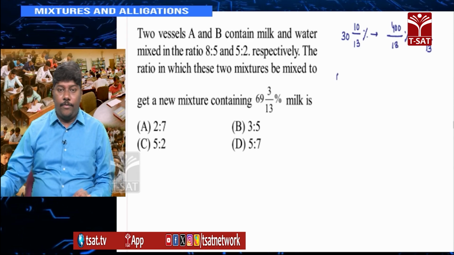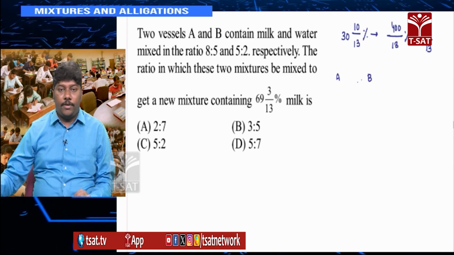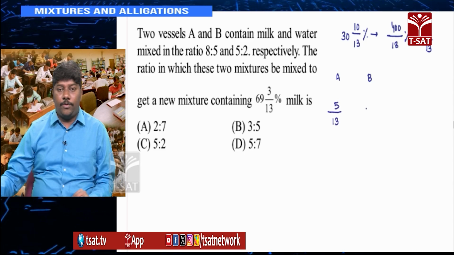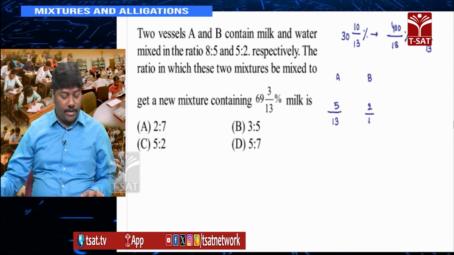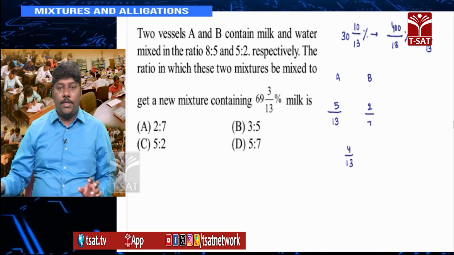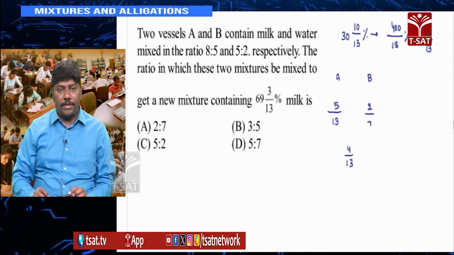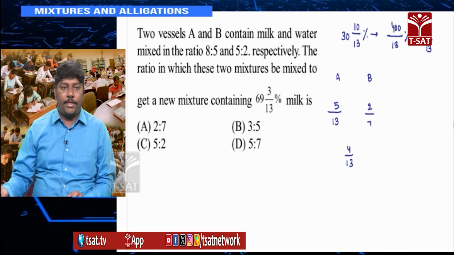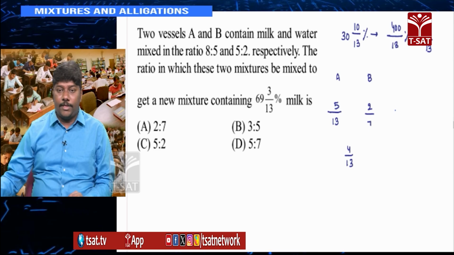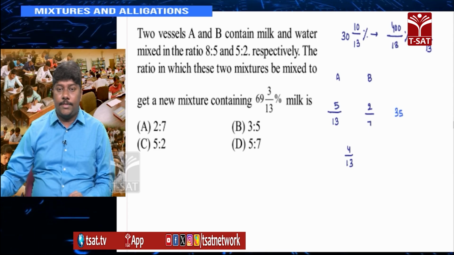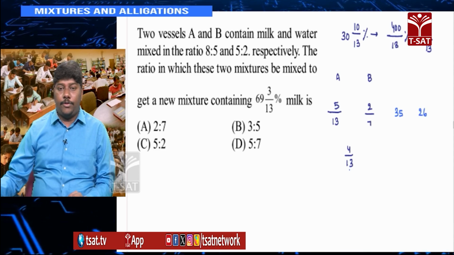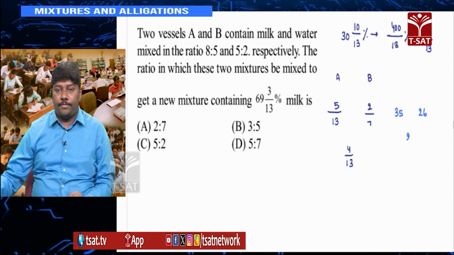Now, vessel A and vessel B, first of all take water in it. Water in the first one is 5 out of 13, water in the second one is 2 out of 7, water in the last one, the mixture, is 4/13. You multiply everything with 13 into 7, 91. Why am I multiplying it with 13 and 7? Because the LCM of 13 and 7 is just simply 13 into 7. So, if I multiply it with 13 and 7, 13 cancels, 5 7s are 35. 7 cancels, 13 2s are 26. 13 cancels, 4 7s are 28.